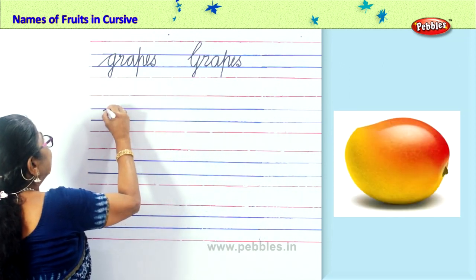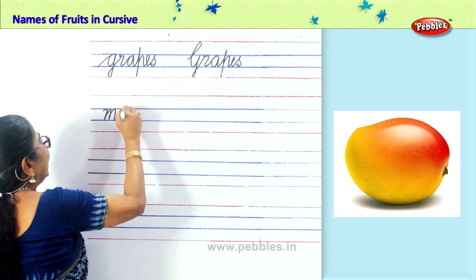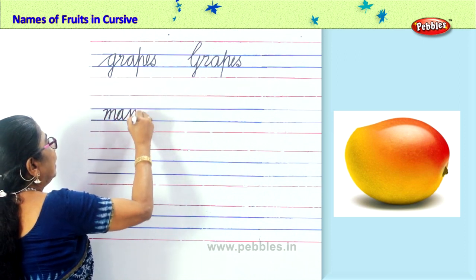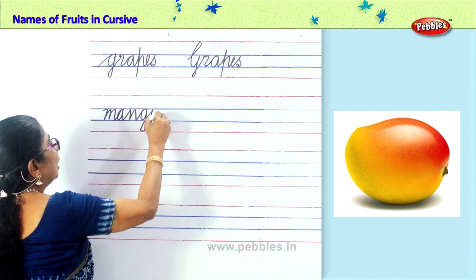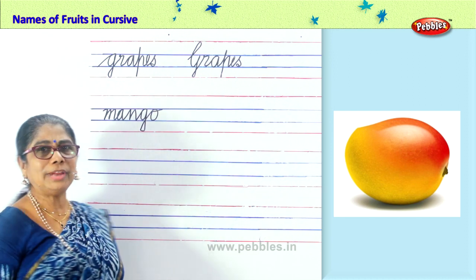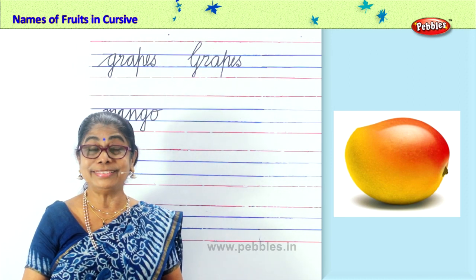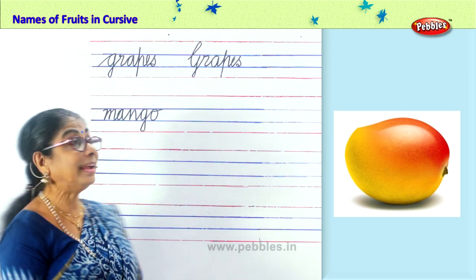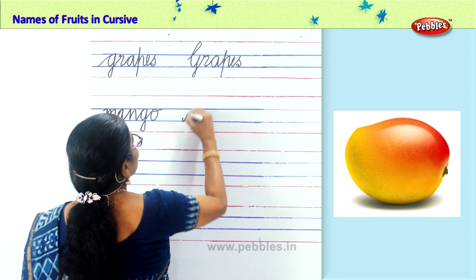Mango, small m. M, A, N, G, O. Mango. You like to eat green mango, ripe mango? Good. Now let's write the M capital. Alright?